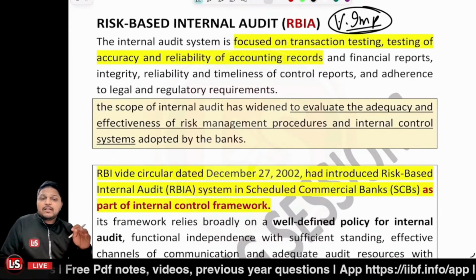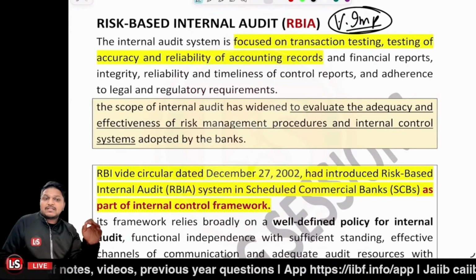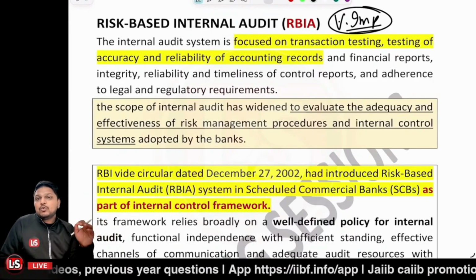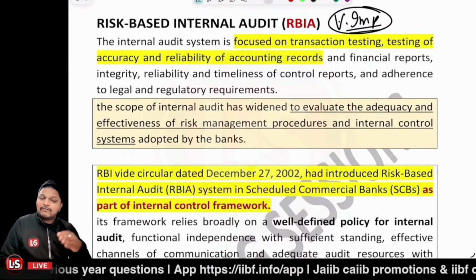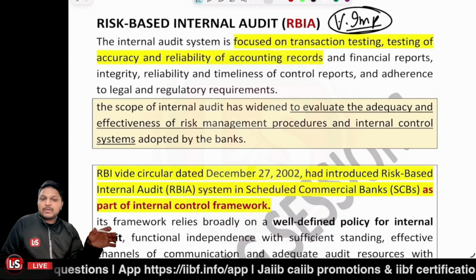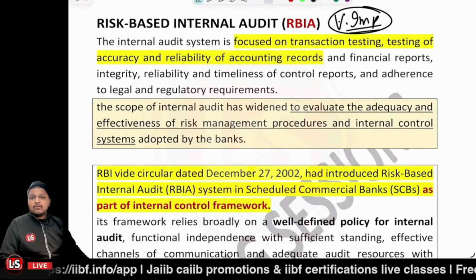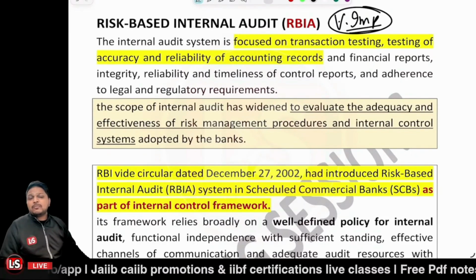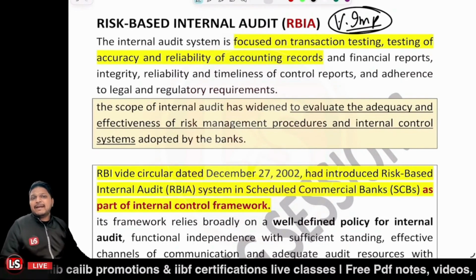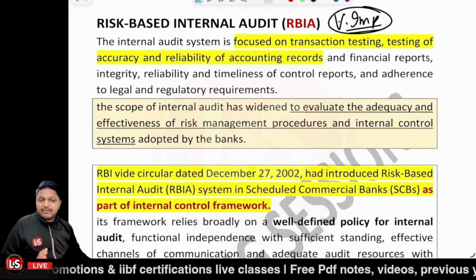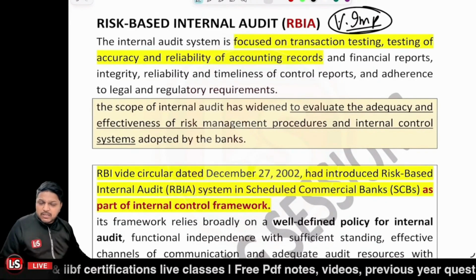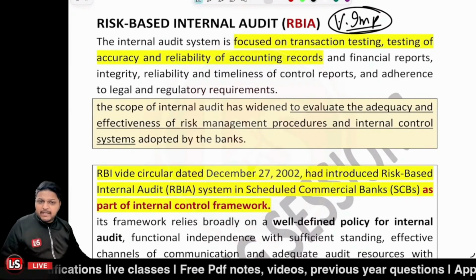So the scope of the internal audit has now widened: we are to evaluate the adequacy and effectiveness of the risk management procedures also, right? And now the RBI itself says that the bank should have a well-defined internal audit policy, which should be functionally independent, right?